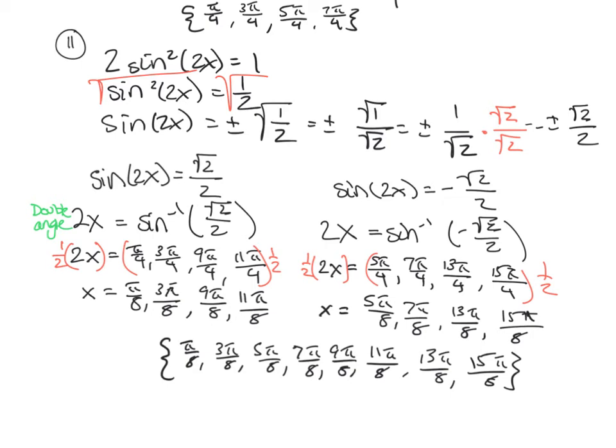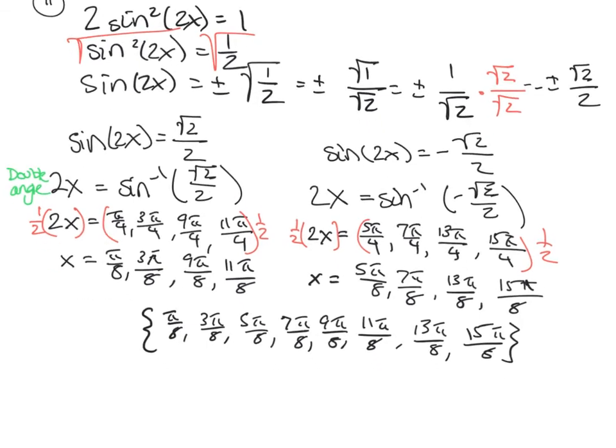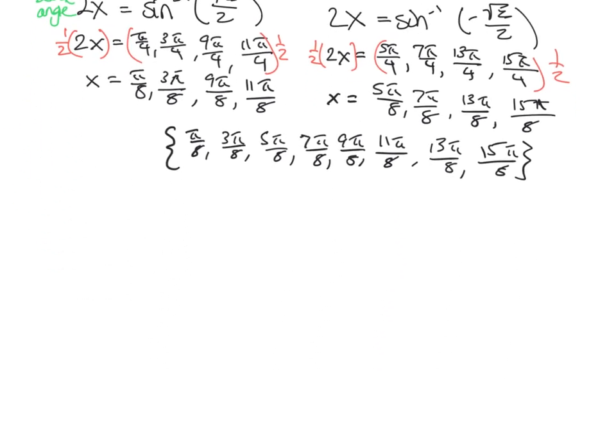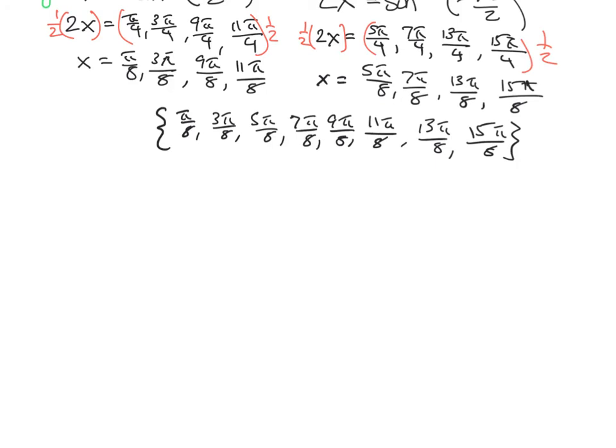So if you thought that one was crazy, wait till you get a load of our next one that in fact has 12 answers. It has 12 answers. It also happens to be problem number 12. So for problem number 12, this one's going to go crazy because it's a triple angle. We have tangent squared of 3x is equal to 3.